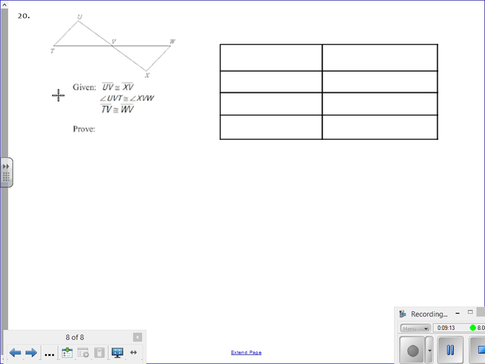And then the final problem on here is this proof. It didn't copy over well for me. So we're trying to prove that triangle UVT is congruent to triangle XVW. So the statements, what I'm told at the beginning, that UV is congruent to XV. So let me go ahead and mark that. UV, XV. That angle UVT is congruent to angle XVW. So UVT, XVW.